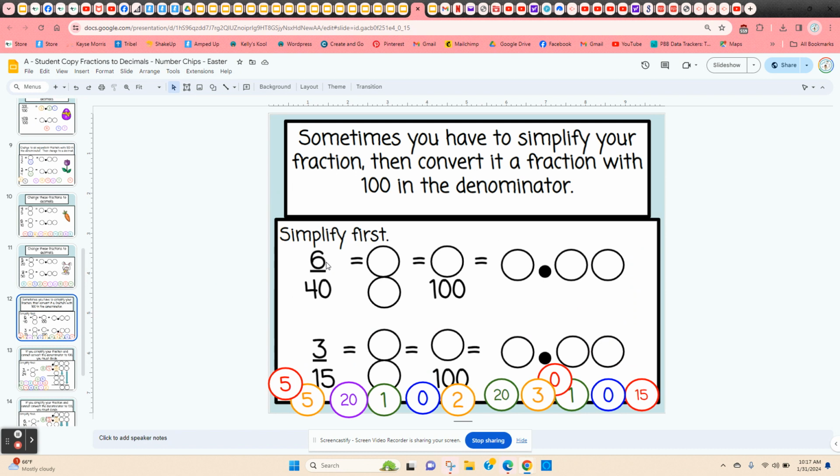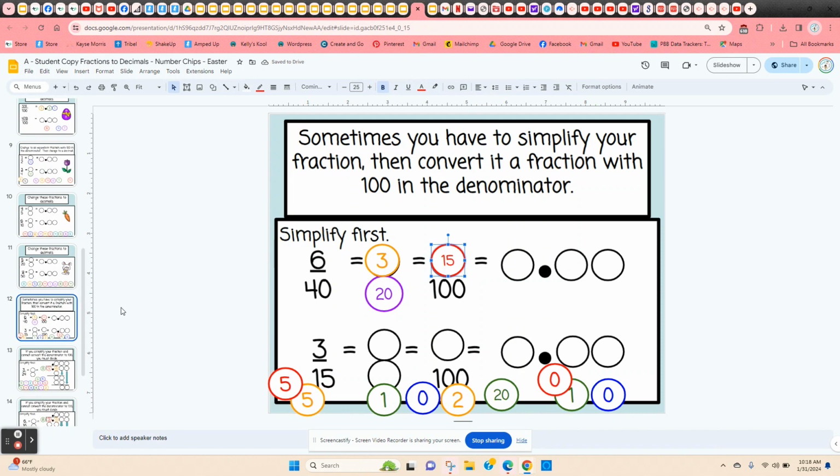Now we may need to simplify our fraction first because we can't convert 40 directly to 100 by scaling up. So if we simplify our fraction by dividing by 2, we get a simplified equivalent fraction of 3/20ths. Now that we have 3/20ths, we can convert it to an equivalent fraction with 100 in the denominator, which will give us 15 hundredths, and then we can convert that to a decimal. So on both of these, they're going to be simplifying first.